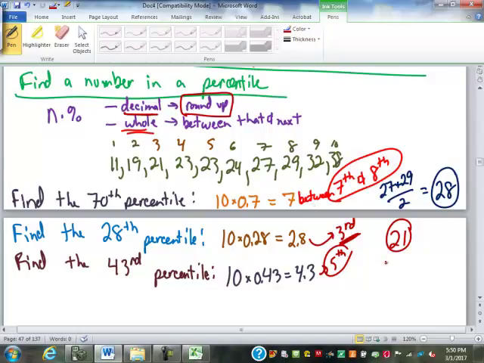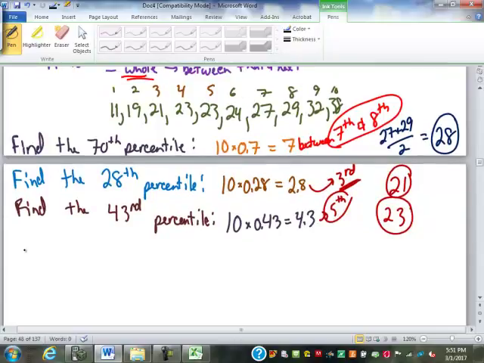The fifth number in the list is 23. Now, this is ironic because if we rounded down to the fourth one, it'd still be 23. But we do have to round up. Most of the time, if you round down, it will not work. So that is finding the number that is in that percentile.